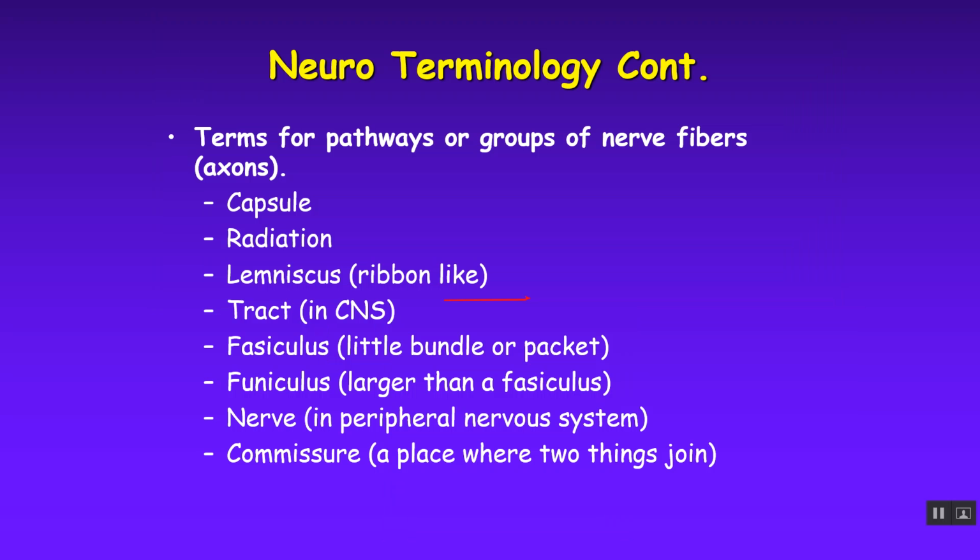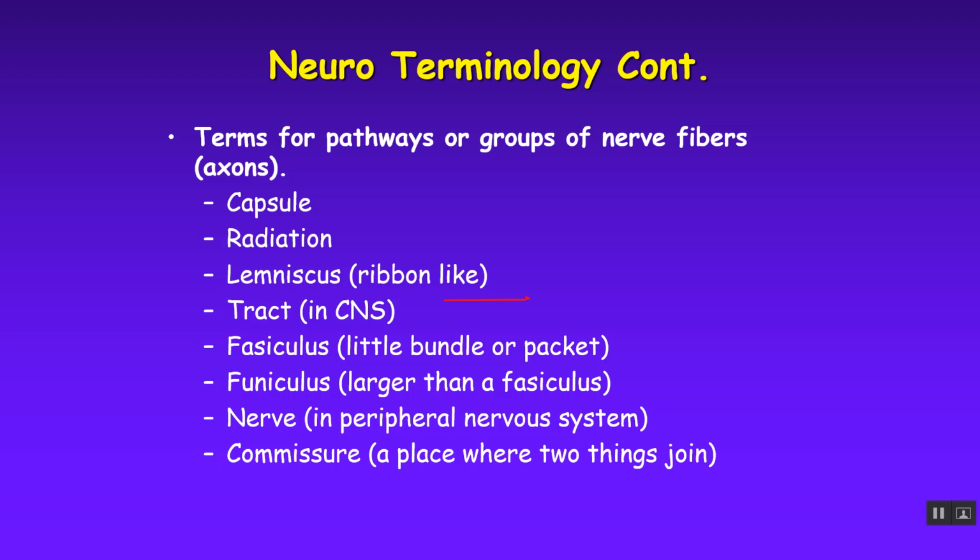More terminology. So let's talk about terms that are referring to a pathway or group of nerve fibers. So these are typically referring to axons that are traveling together, more than one axon traveling together. Okay, so these might make up even a nerve. So you see one of those as a nerve. That's a group of a bunch of axons that are together.